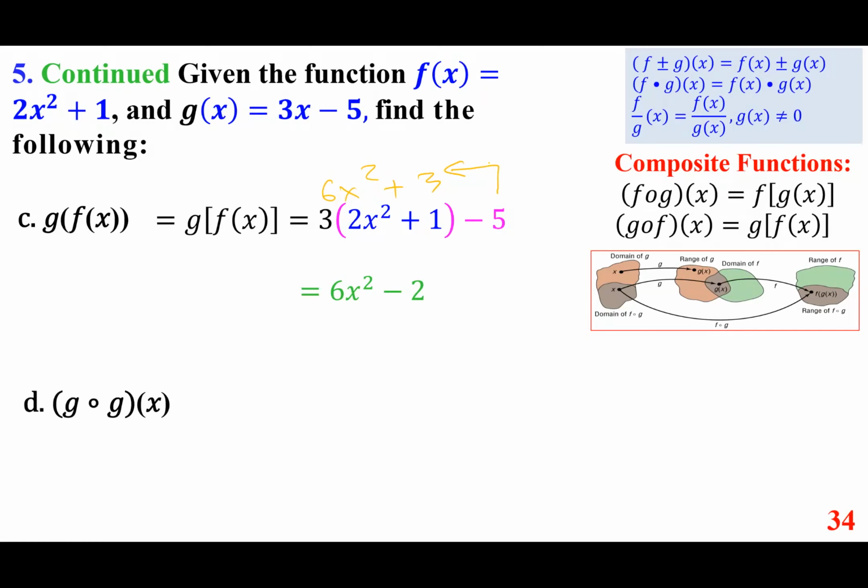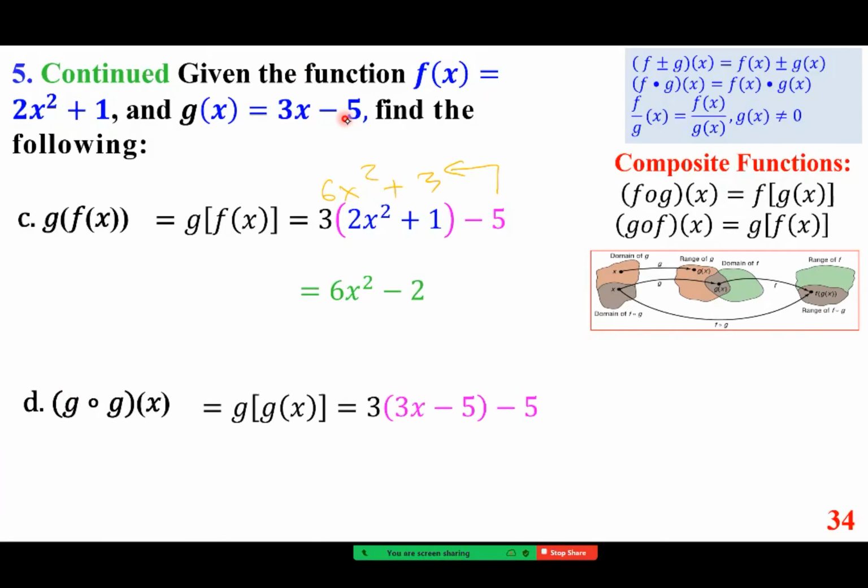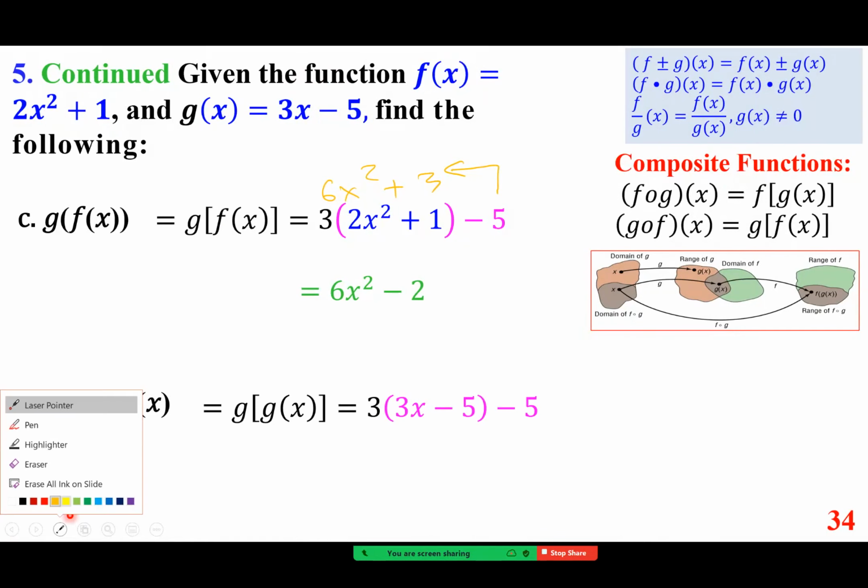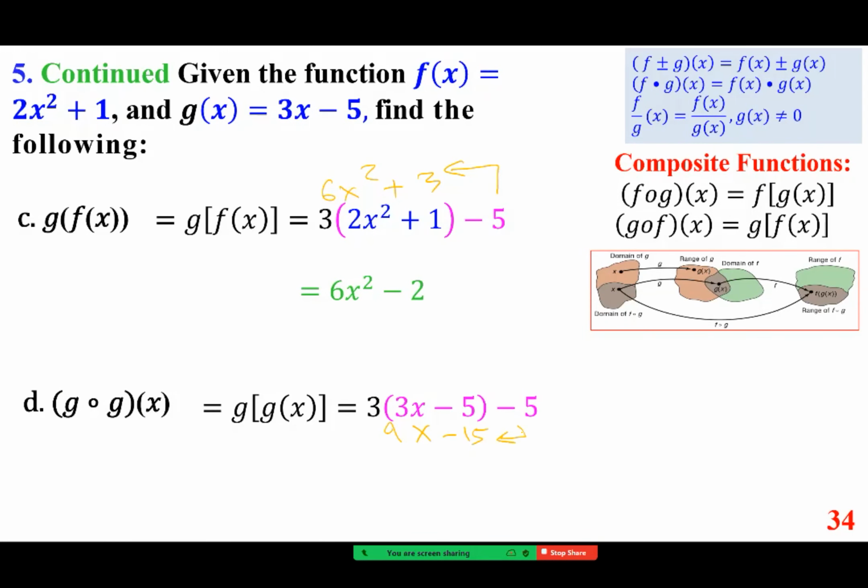All right. So into the g function goes the g function, meaning replace the x with 3x minus 5. And so 9x minus 15, combine the negative 5, 9x minus 20.